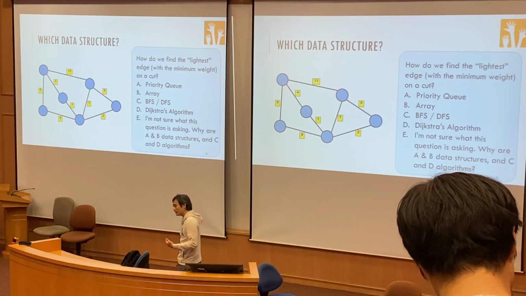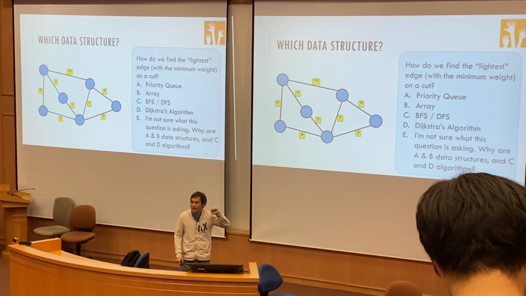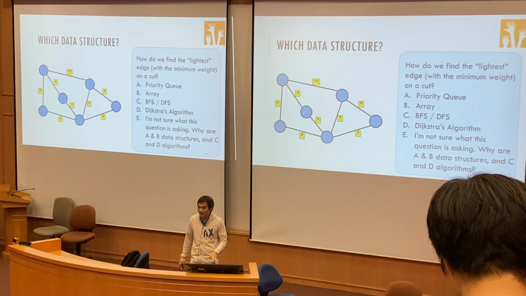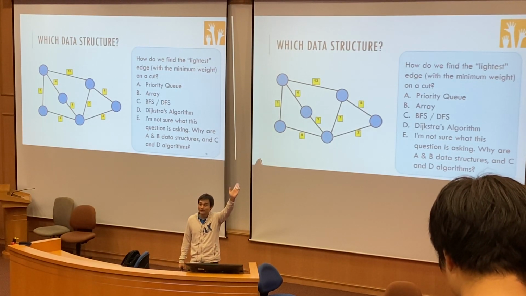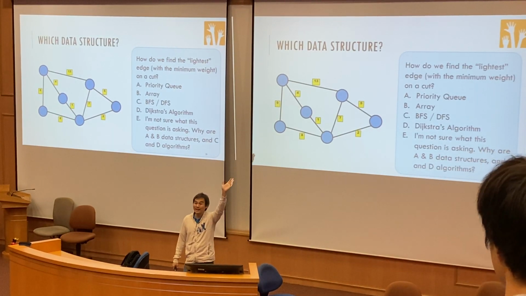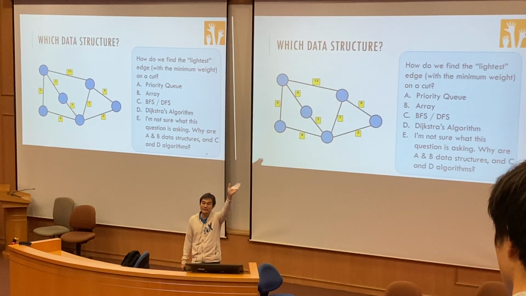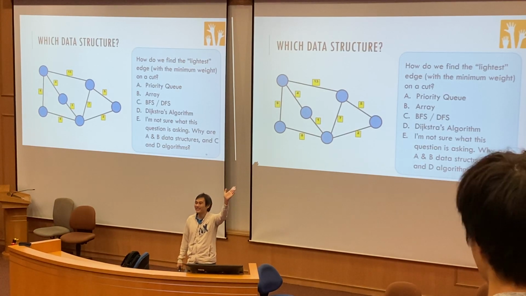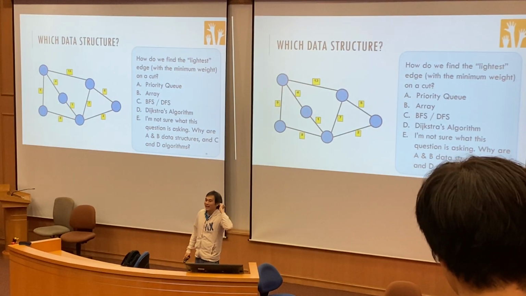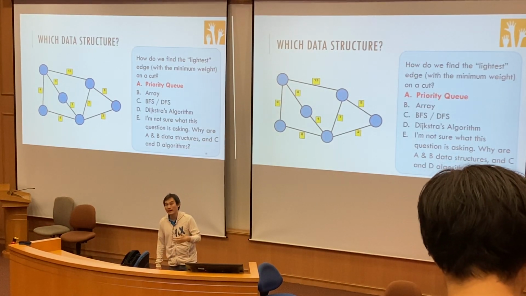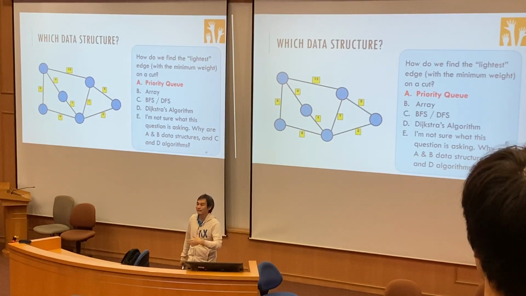So here's a quick question. You should know this; it's a giveaway. How do we find the lightest edge, the one with the minimum weight on a cut? Do you use a priority queue? How many people think we use a priority queue? Priority queue, DFS, Dijkstra, or E, I don't know. Dijkstra is not correct. The right answer, of course, is priority queue. Remember, priority queues let us find the minimum or maximum very quickly, depending on what you want.